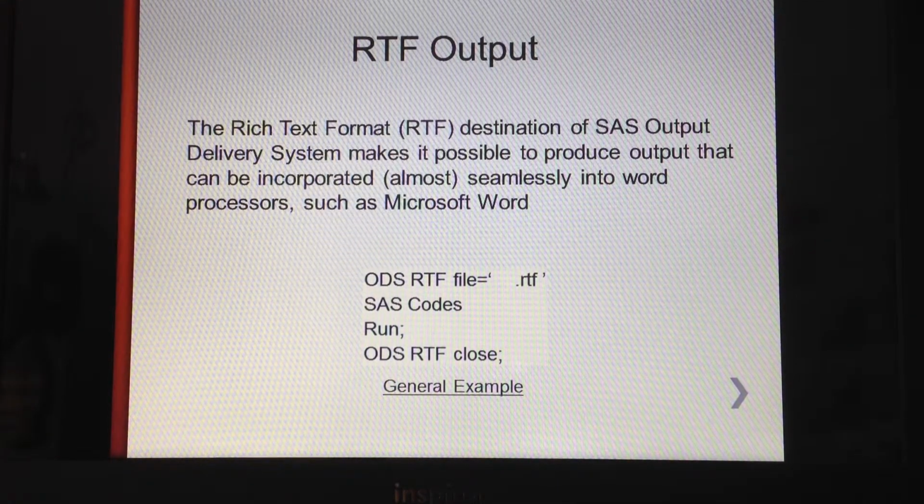The rich text format destination of the SAS Output Delivery System makes it possible to produce output that can be incorporated almost seamlessly into word processors such as Microsoft Word. Here is a general example showing how to turn on the RTF destination and output your designated results to certain paths in your computer.